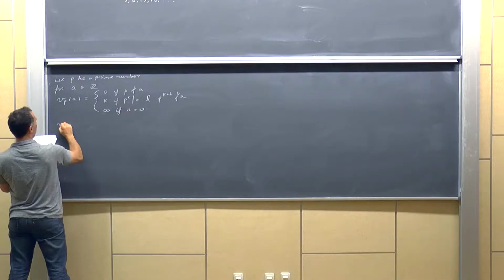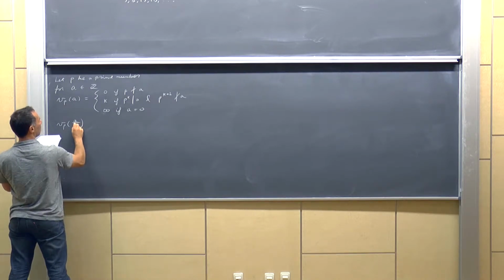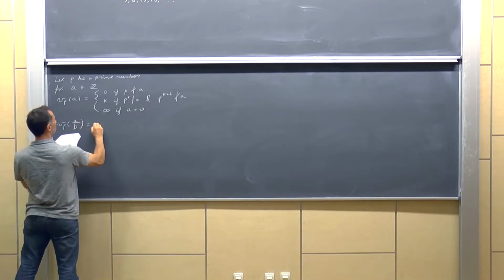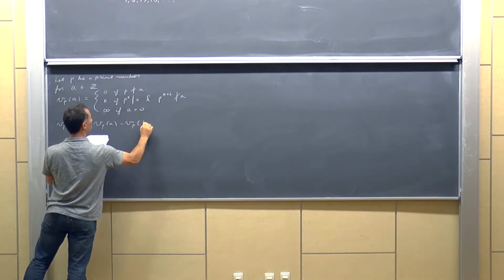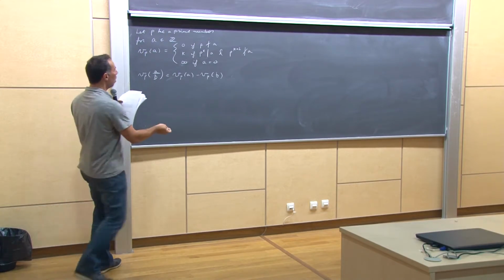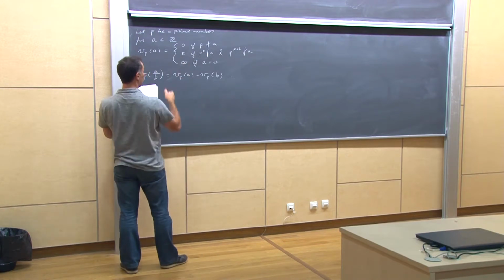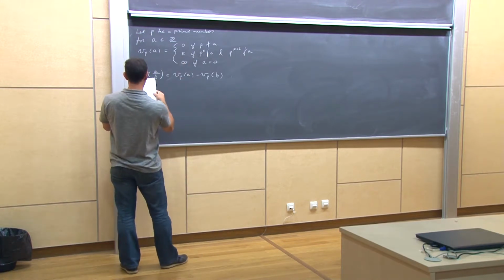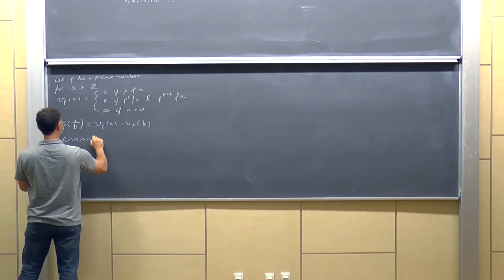And now v_p of a over b. So now this is a rational number. It's simply v_p of a minus v_p of b. And this is the p-adic valuation, which is used extensively in various places. We'll be using this as a key tool. So let me state the first lemma.